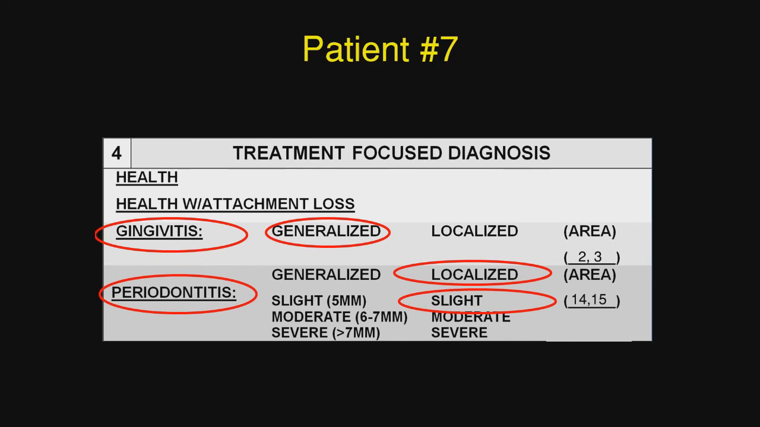But the patient also has a localized slight periodontitis in the maxillary molar areas. So this is an area where we're going to do some root planing. And we're going to give oral hygiene instructions. We're going to come back and reevaluate. But with a slight periodontitis, this is going to respond nicely to root planing without any surgical intervention.